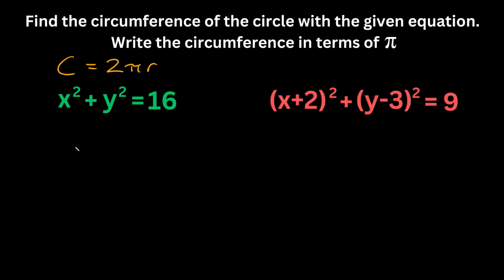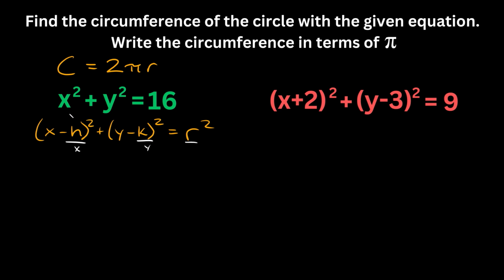Well, remember, you could use the standard equation of a circle, which is (x minus h) squared plus (y minus k) squared is equal to r squared, where h and k are the x and y coordinates of the center of the circle, and r is the radius, okay? So here, we don't really need to find the x and y coordinates of the center of the circle. All we really need to find is the radius, right? Because if we can find r, again, we could just plug it into this equation and solve for c.